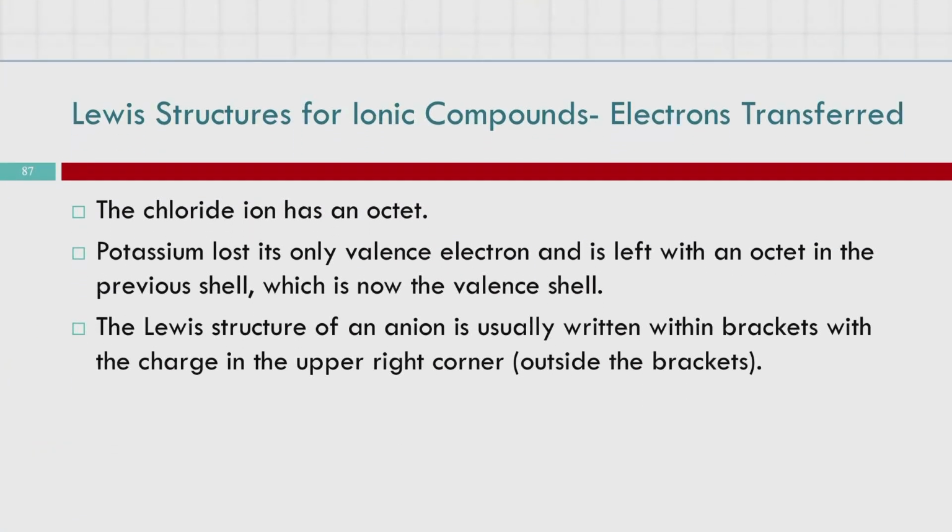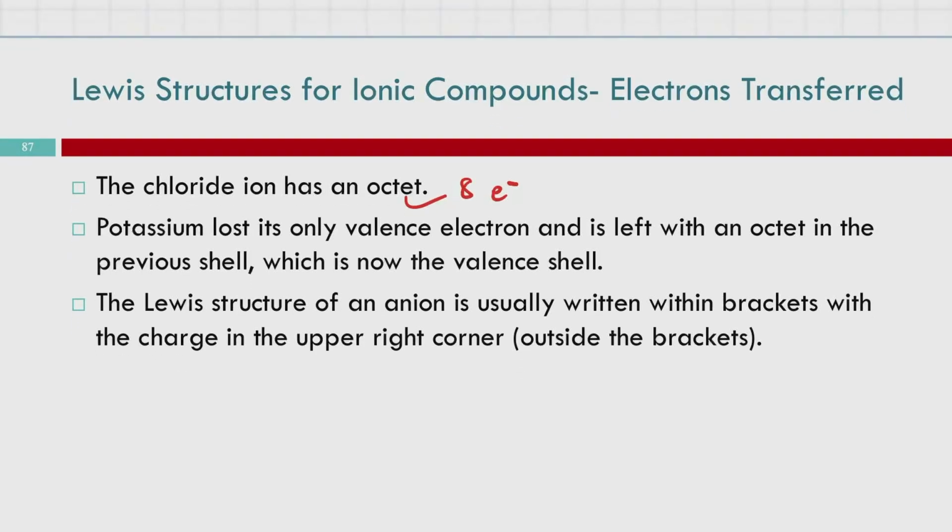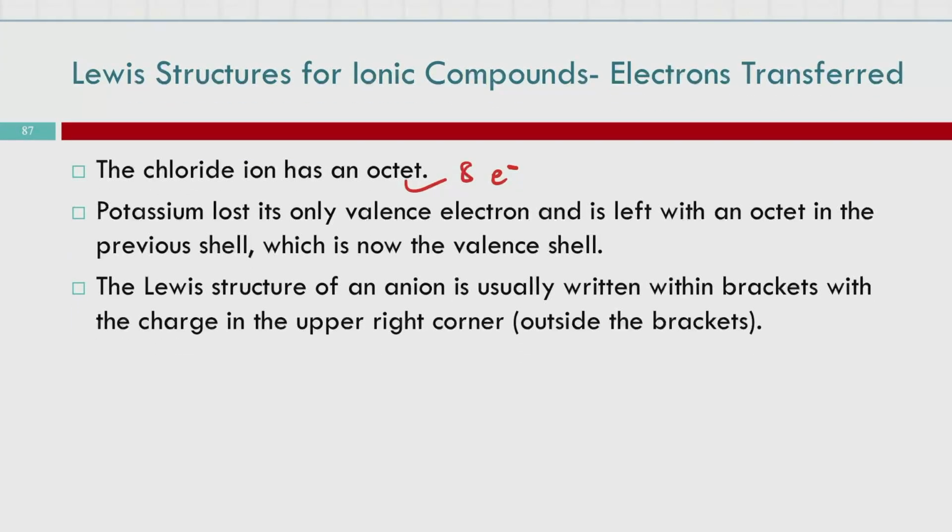In that structure, the chloride ion has an octet. Remember that an octet is 8 electrons. The octet is the goal. We want every individual atom to have an octet, or in the case of hydrogen, lithium, beryllium, it can have a duet, where it only has 2 electrons. That's because of our 1s orbital only having one orbital, and therefore only being able to fill with 2 electrons.